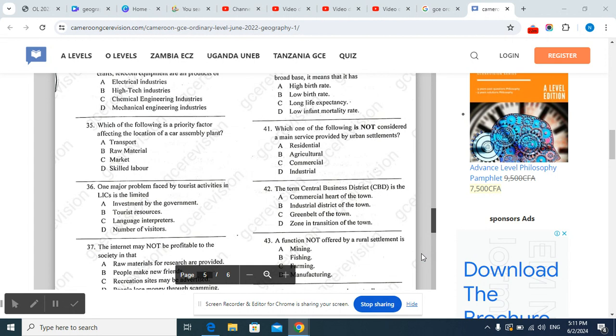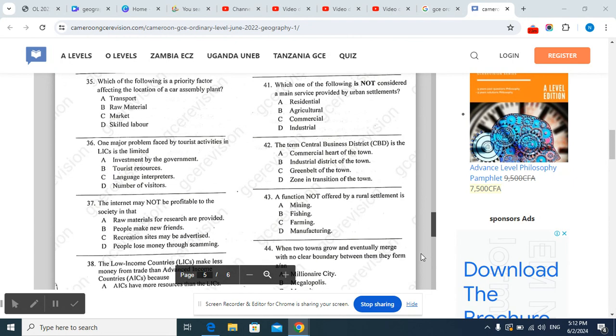43. A function not offered by a rural settlement is... The answer is D, manufacturing.